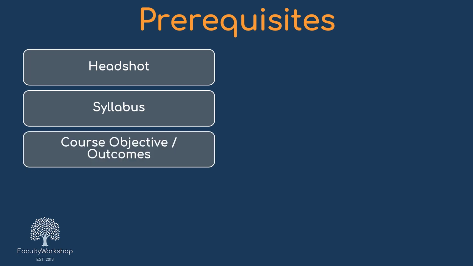The next thing that I would suggest that you have is the course objectives and outcomes. And if your syllabus is detailed, this information should already be there.